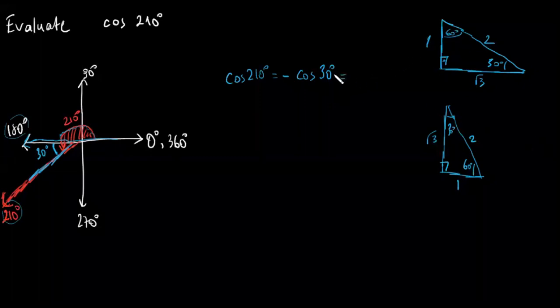All right, so let's remember SOHCAHTOA. That means cosine is adjacent over hypotenuse. So let's find the adjacent of 30 degrees. We are dealing with 30. So look at this triangle. 1 will be opposite, right? And 2 will be hypotenuse. So root 3 must be adjacent.